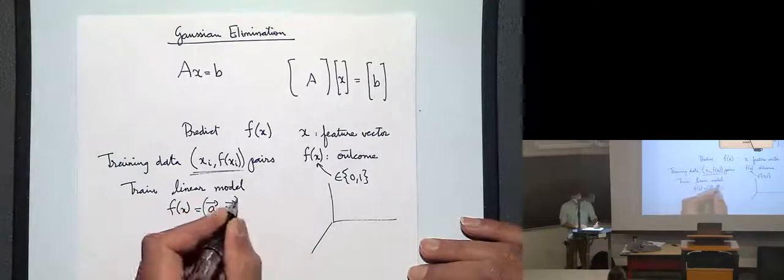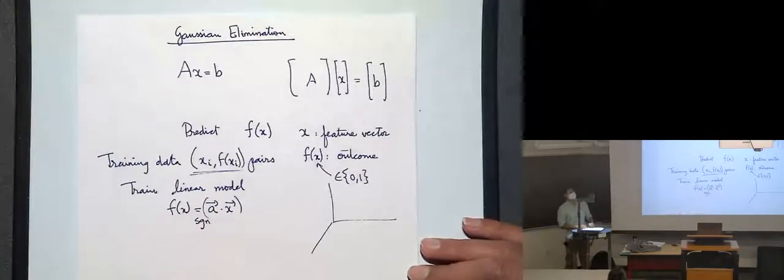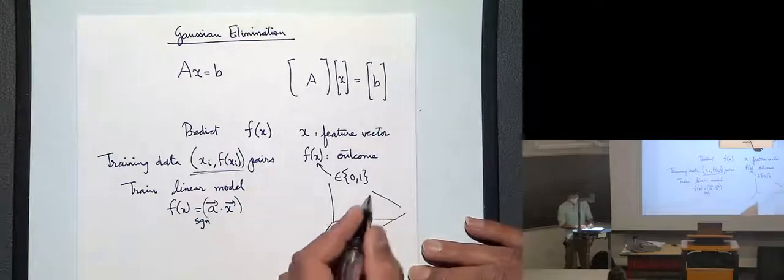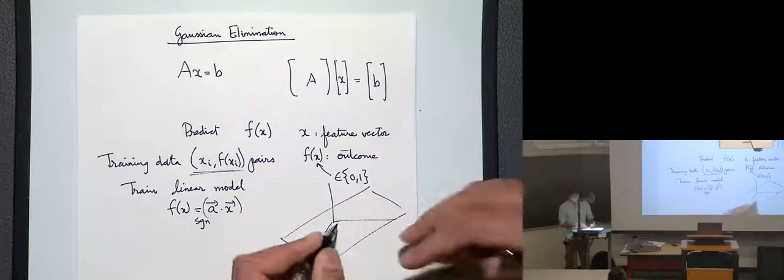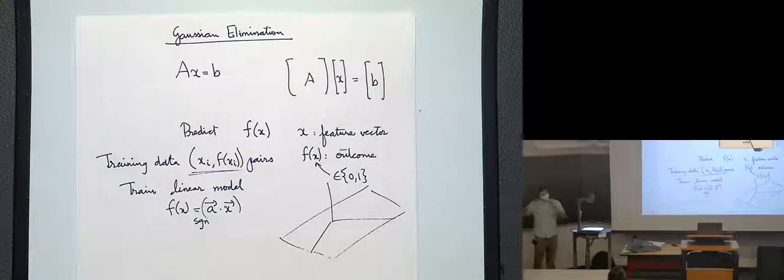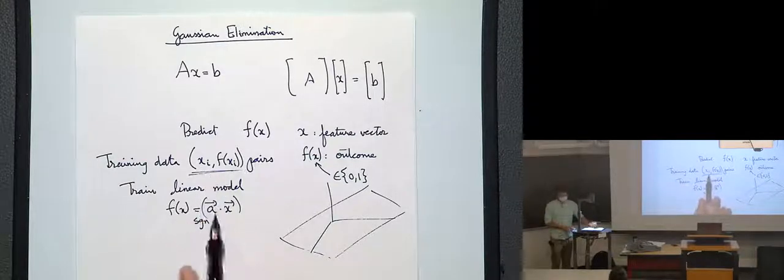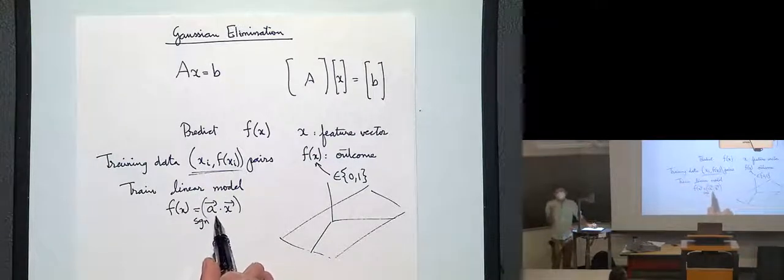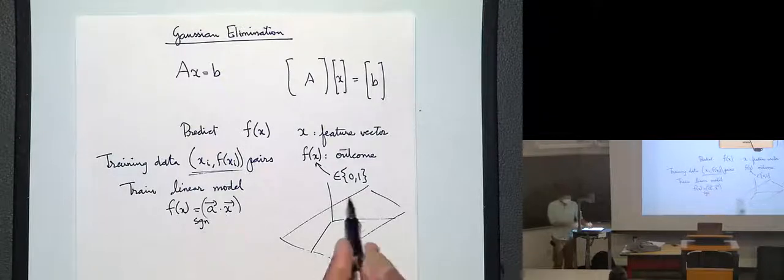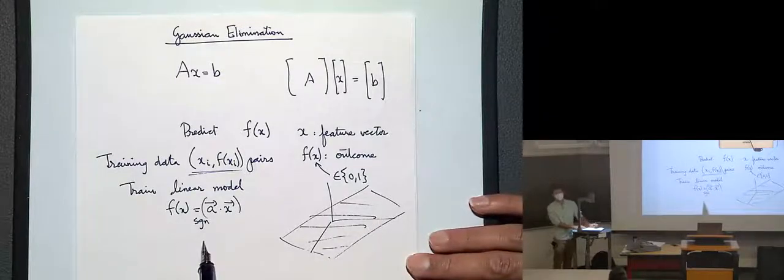Or maybe it's the sign of a dot product A x, which means what? It's like you put a plane in space and say everything on one side of the plane is a 0 and everything on the other side is a 1. So this is called a linear model. To train a linear model means given the data, you're trying to find an A. You're saying, what is the best A that is going to work?